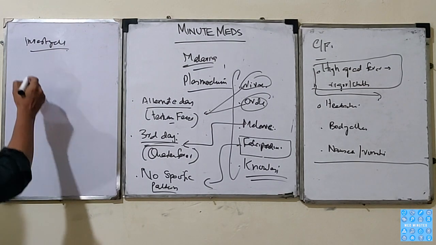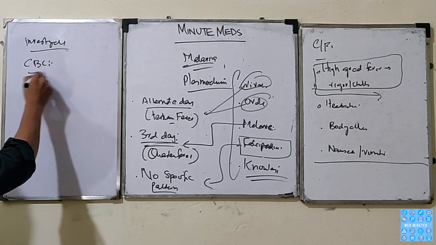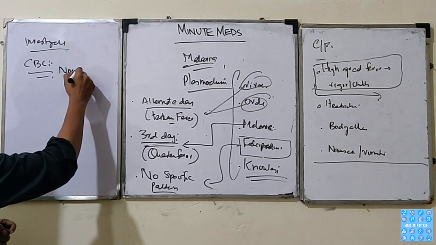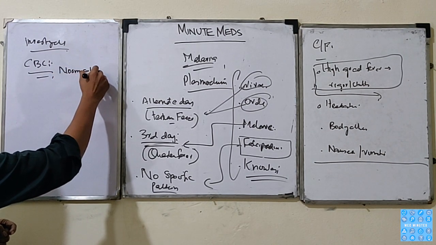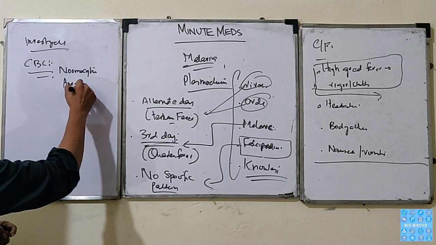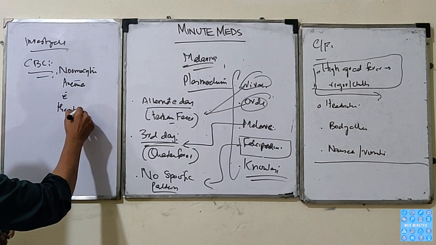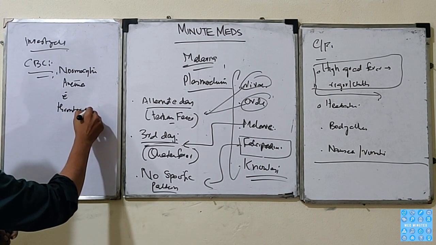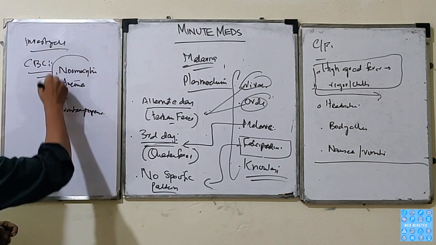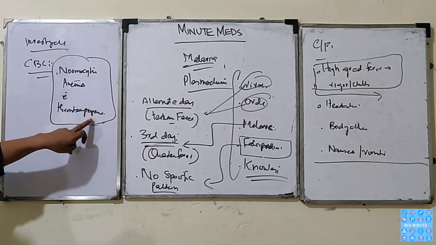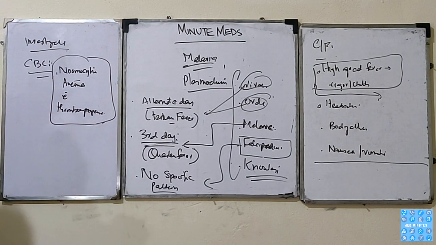So how do we investigate this patient? We start with complete blood count, and it shows normocytic anemia with thrombocytopenia. So why does this occur? Because of the splenomegaly. In case it is present, then that will lead to hemolysis as well as thrombocytopenia.